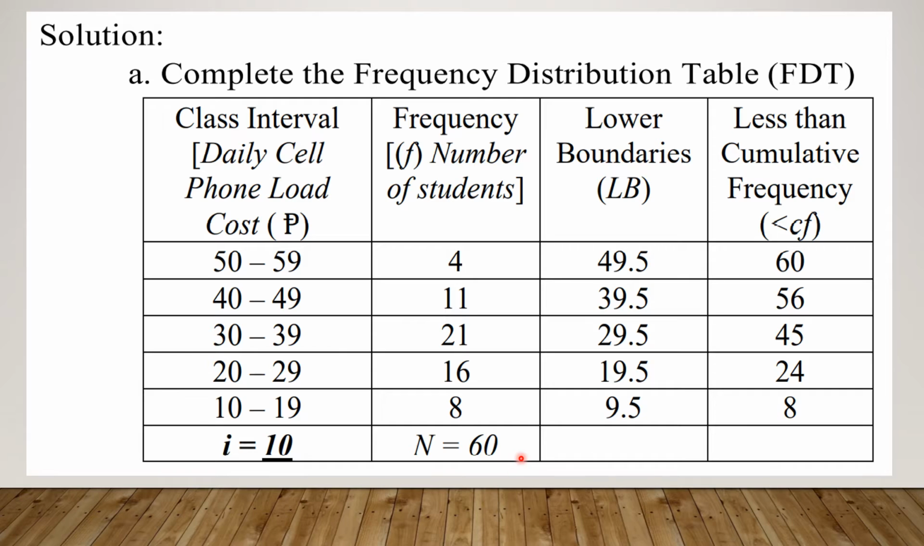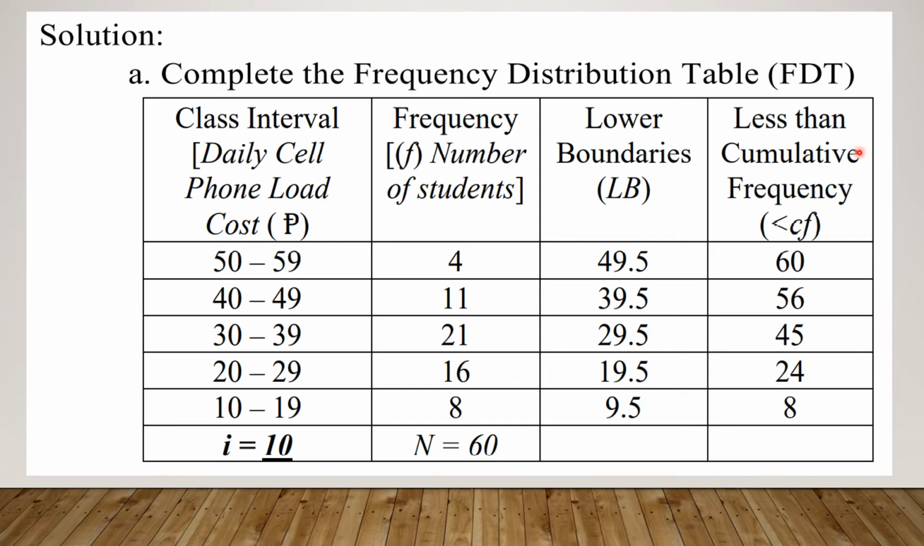To find n, just add the frequency. That is equal to 60. To find the lower boundaries, just subtract 0.5 from the smallest class interval. 10 minus 0.5 is equal to 9.5. 20 minus 0.5 is equal to 19.5. 30 minus 0.5 is equal to 29.5. 40 minus 0.5 is equal to 39.5. 50 minus 0.5 is equal to 49.5. Those are the class boundaries.